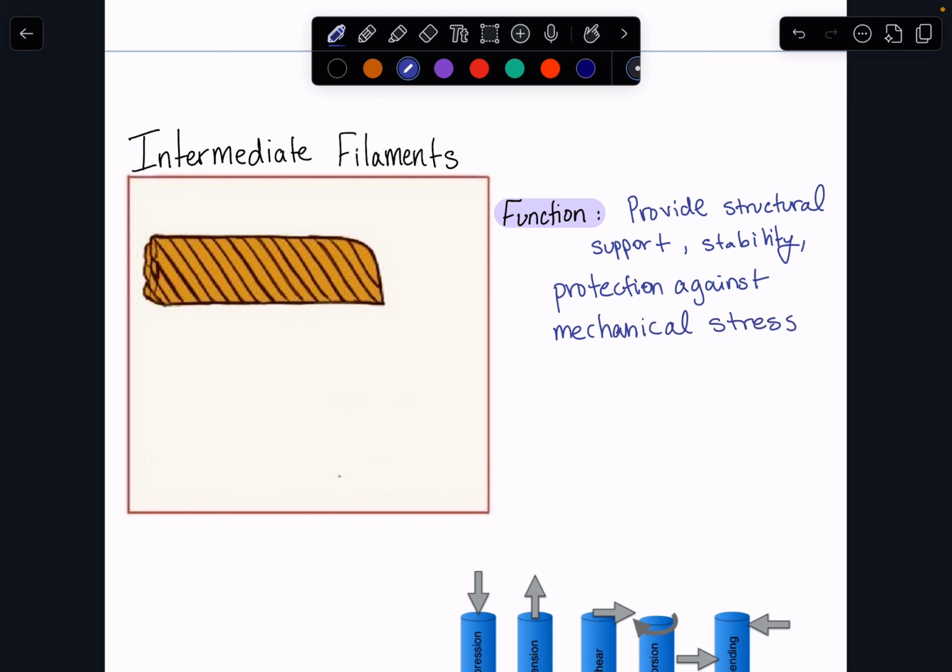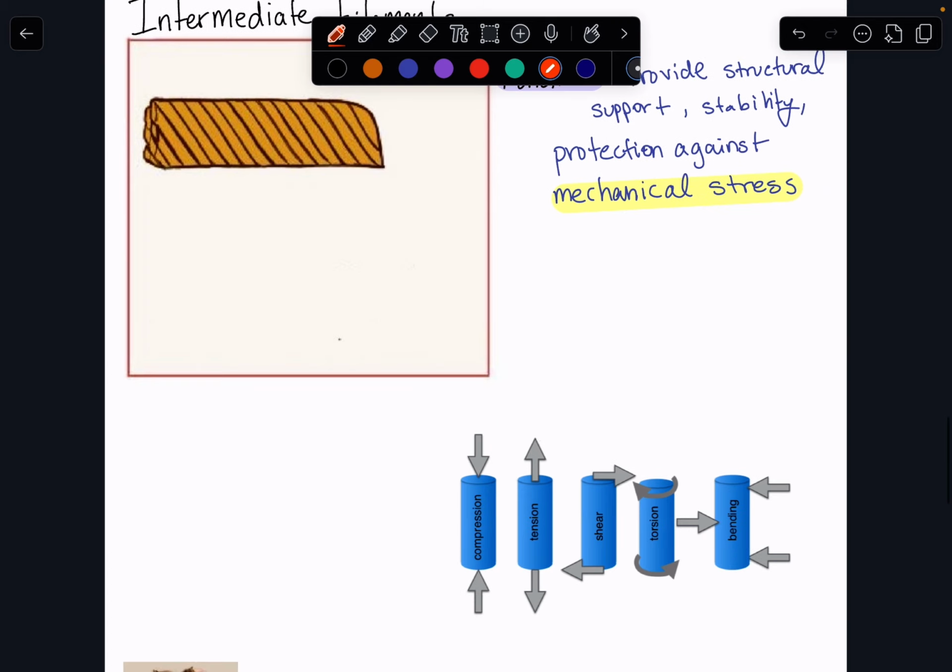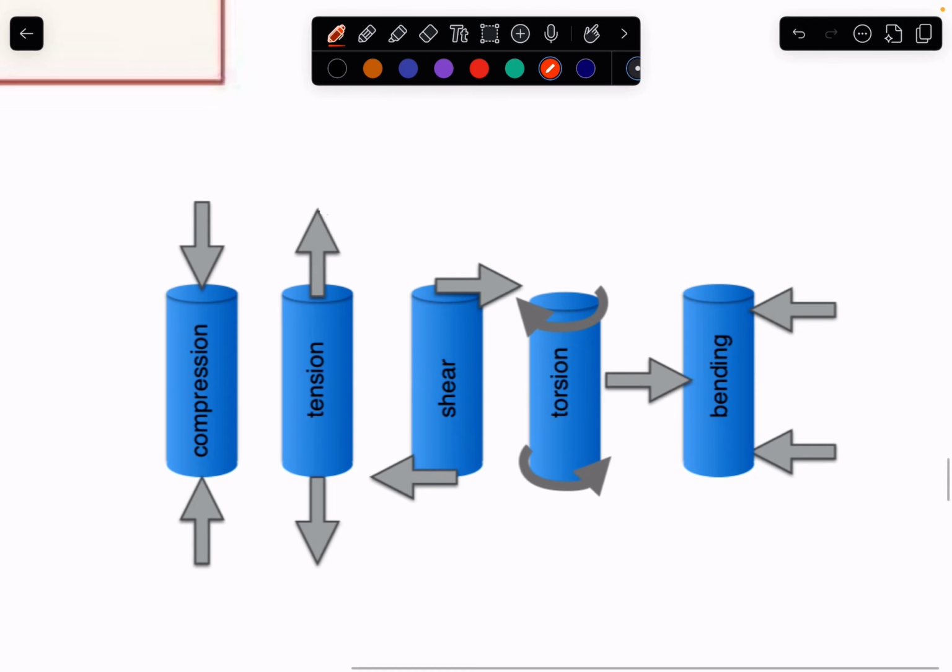Now, I want to highlight this part just a tad bit, because mechanical stress might be a new terminology, or it might just be something that we're not very familiar with. So I wanted to take a moment to clarify what that means. That is a component of physics. It is a component of biomechanics, and when we talk about movement in the body, we also definitely talk about mechanical stress. And there are different types of mechanical stress, as we can see from the picture right here. We have compression, tension, shear force, torsion, bending.